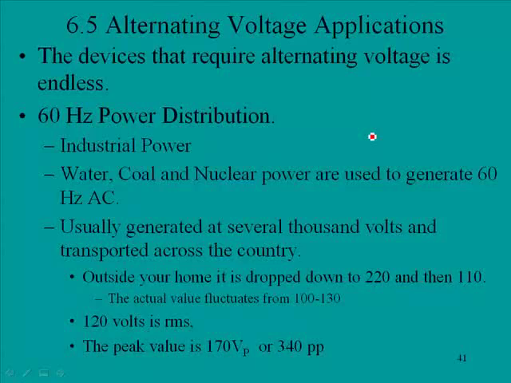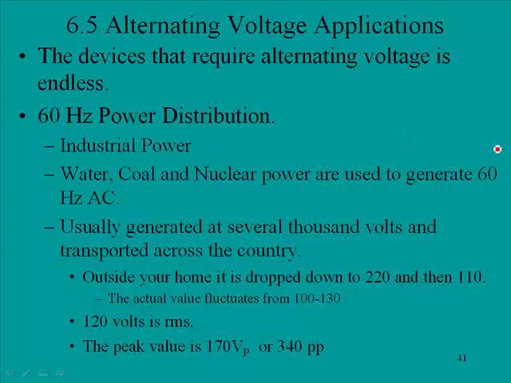Here we are in section 6.5, and we're completing this chapter with a little discussion about alternating voltage applications. The devices that require alternating voltage are endless. If you think about all the different things that you can plug into an AC outlet and operate, the list is probably quite endless. Your text starts with a little discussion about 60 hertz power distribution, and this is referred to as industrial power.